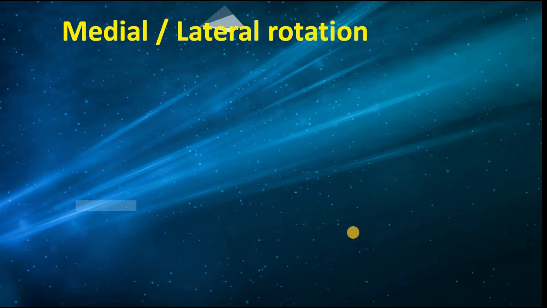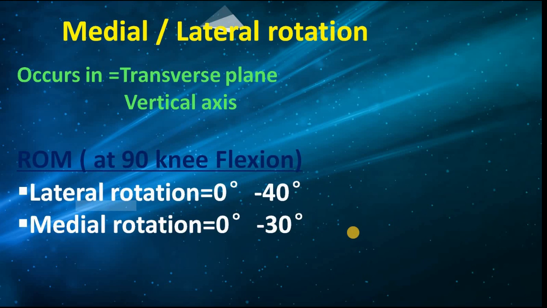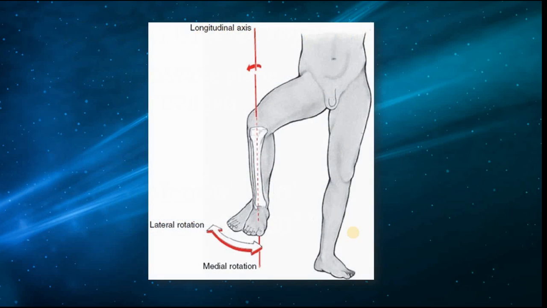Now the medial and lateral rotation. As I said, it occurs in the transverse plane and the vertical axis, and the range of motion is measured at 90 degrees of knee flexion. The lateral rotation is 0 to 40 degrees and the medial rotation is 0 to 30 degrees. You can see that at 90 degrees of knee flexion, medial and lateral rotation of the knee is also possible.